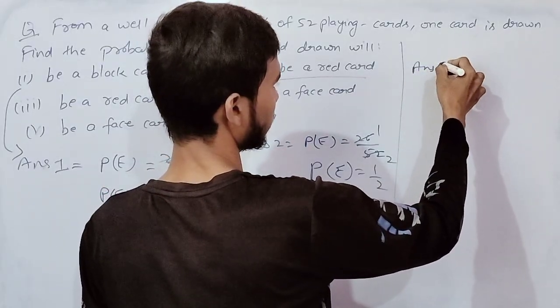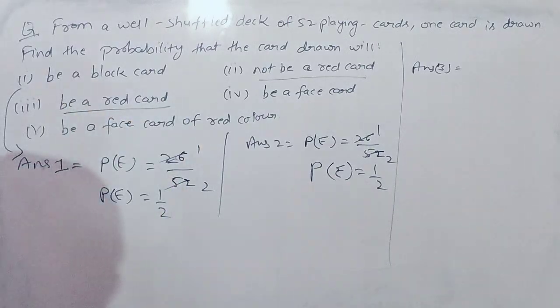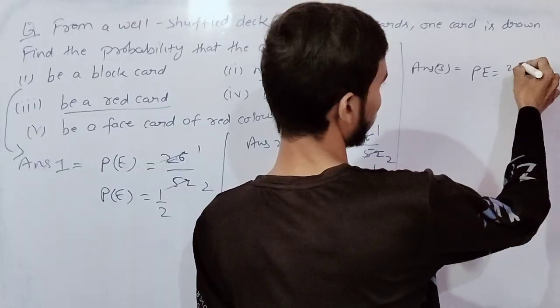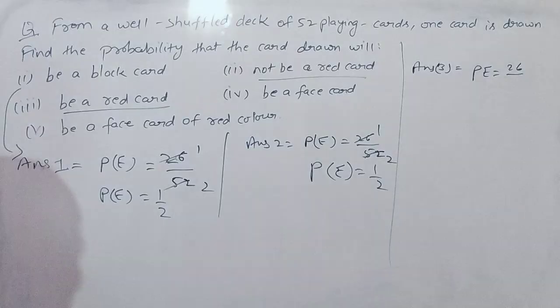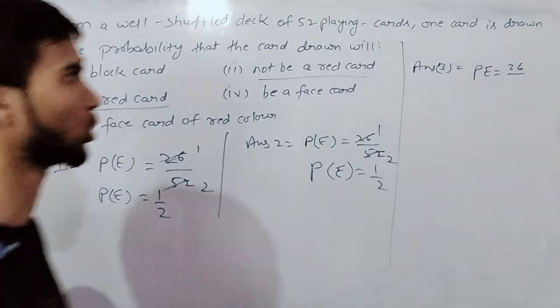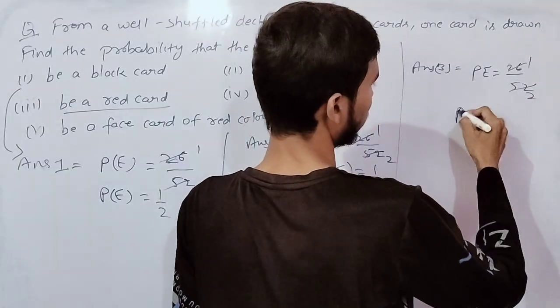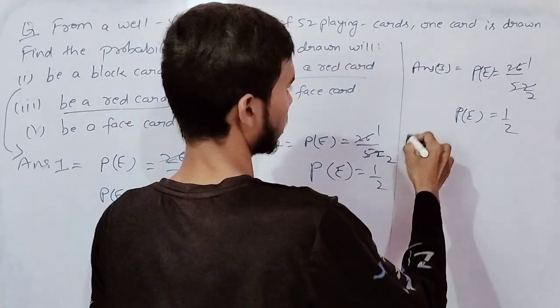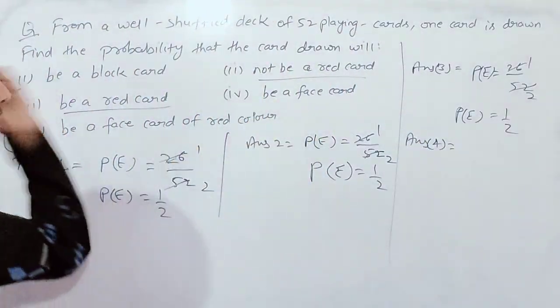Answer third. Here, be a red card. So, of course, the same. The probability would be how much? There are 26 red cards in 52, so 26 upon 52. Again, the probability would be 1 upon 2.